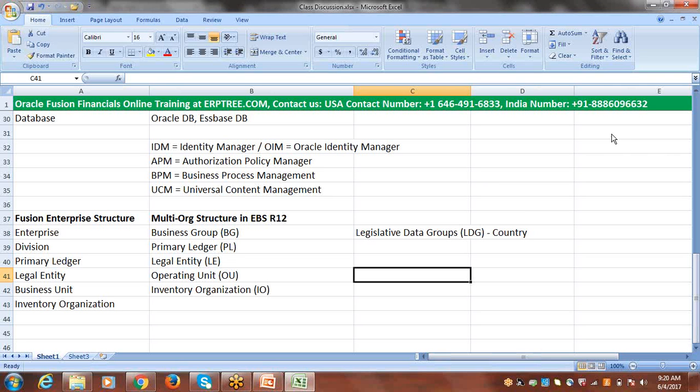Lakshman, this is Srinivas. So when you said, in the Fusion enterprise structure, you are going to have only one enterprise, correct, even though you have multiple countries. I mean, if you want to have a structure in multiple countries, do you mean you are going to define different enterprises for each country, or only one enterprise, and under that one enterprise we will have different legislative data groups? Yes, that's what you mean to say, right? Exactly, exactly. Okay, got it.